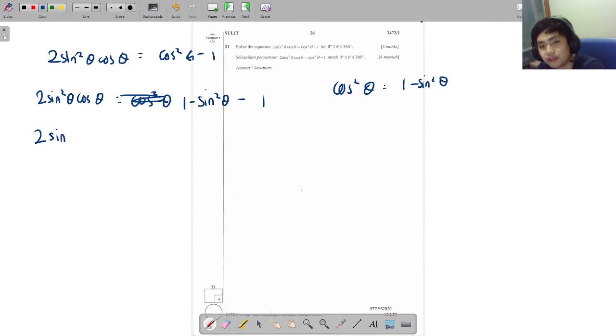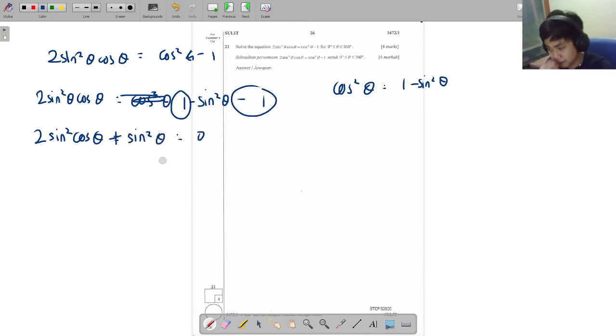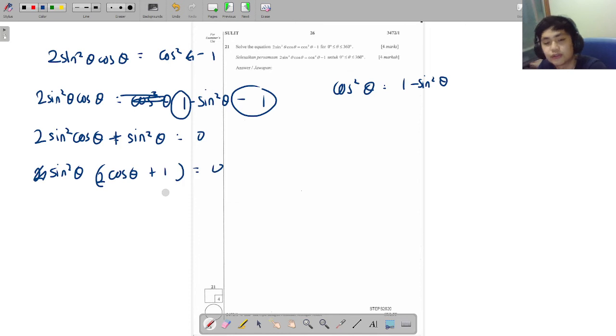So we move everything to the left side. 2 sine square theta cos theta plus sine square theta equals 0, since 1 minus 1 is 0. From here, we can factorize sine square theta: sine square theta times 2 cos theta plus 1 equals 0. So sine square theta equals 0, and 2 cos theta plus 1 equals 0. We can solve for both.